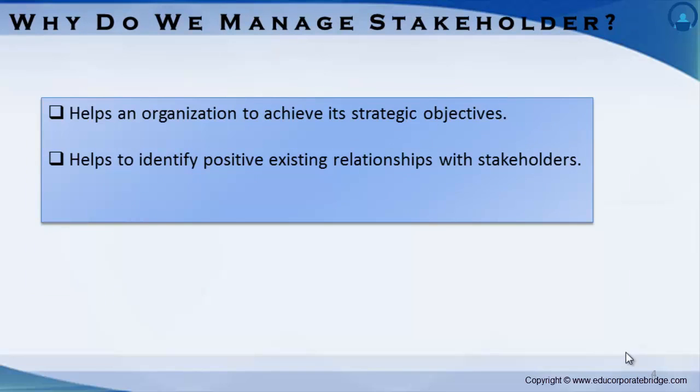Now, why do we do stakeholder management? This branch of management is important because it helps an organization to achieve its strategic objectives by involving both the external and internal environments, and by creating a positive relationship with stakeholders through good management of their expectations.